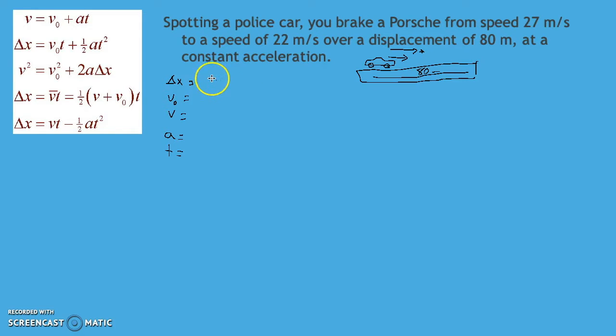All right, so we know the displacement is going to be 80 meters. We know that we start with an initial velocity of 27 meters per second, because that's how fast we're going at first. We know that we have a final velocity of 22 meters per second, because that's what we slowed down to. And that's all that we have. We don't know what the acceleration is, we just know it's constant, which means we can use these equations in the first place. And we don't know how much time it took.